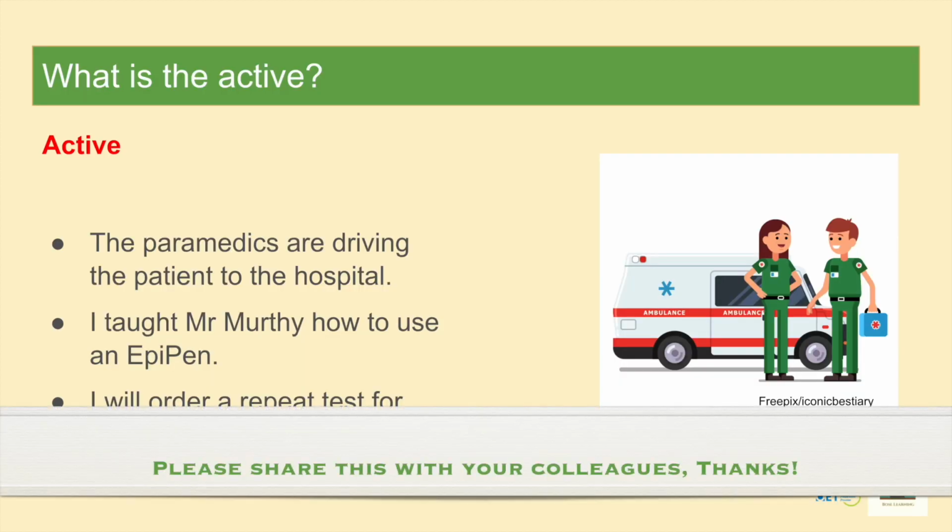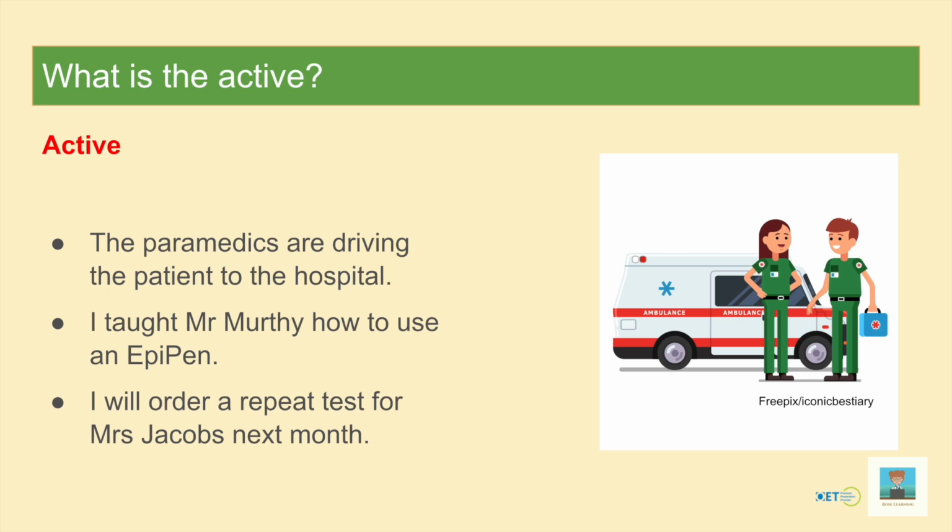So, first of all then, what is the passive? But before we look at that, we need to understand what the active is. Let me give you some examples. We might say the paramedics are driving the patient to hospital. So the paramedics are the people that drive the ambulance and take care of the patient. They are the first responders in an emergency.